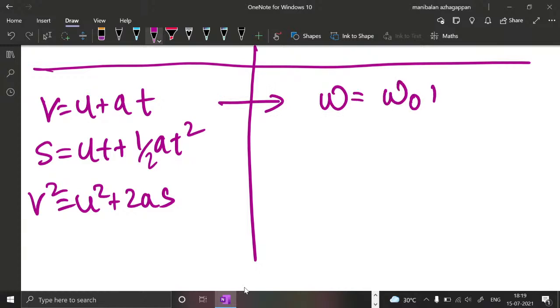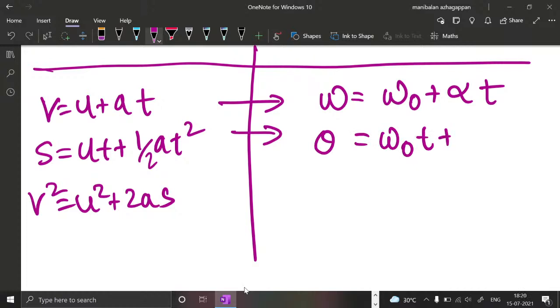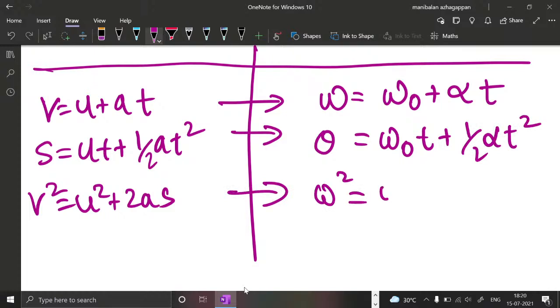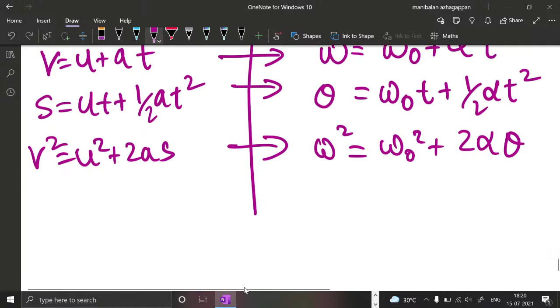If you want the equivalent equations in rotation motion, omega, the final angular velocity, is equal to omega naught plus alpha t. Same, s is going to be theta. Here theta is equal to omega naught t plus half alpha t square. Same equivalent equation: omega square is equal to omega naught square plus 2 alpha theta.